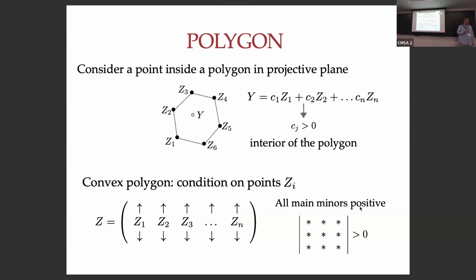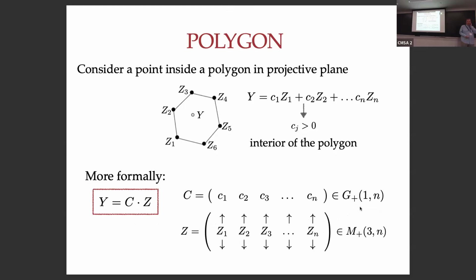Now, if we go to a polygon, we would like a convex polygon. So we have to impose conditions on these z's to form a convex polygon. And this condition is that if you write these z's into a 3×n matrix, all the ordered 3×3 minors must be positive. If this is true, then the z's form a convex configuration. If we put a point y inside that convex polygon, we again write this linear combination of all points. And if the c's are all positive, then we are inside that polygon.